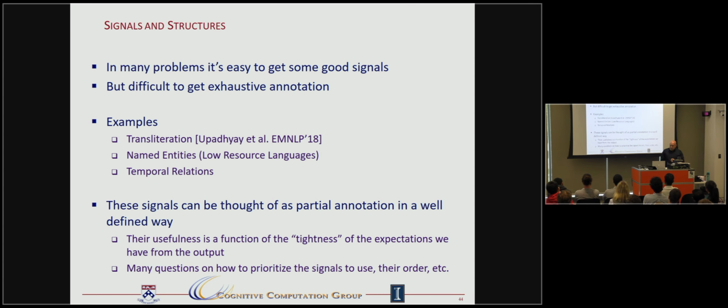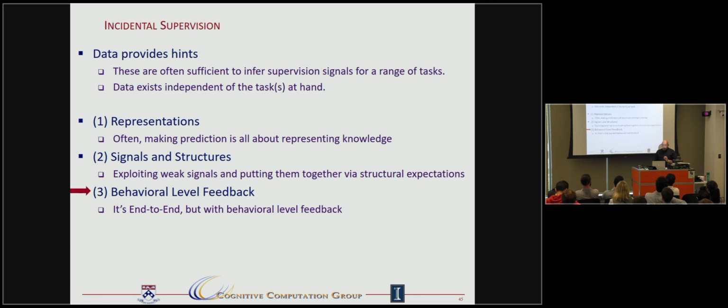Okay, that's basically what I wanted to say about signals and structure. So the usefulness of these signals is a function of the tightness of the expectation we have from the output. The more we know about what's going to come or how it should look, the more useful weak signals are going to be. And of course, as I said, there are many questions that one can still ask about this framework.